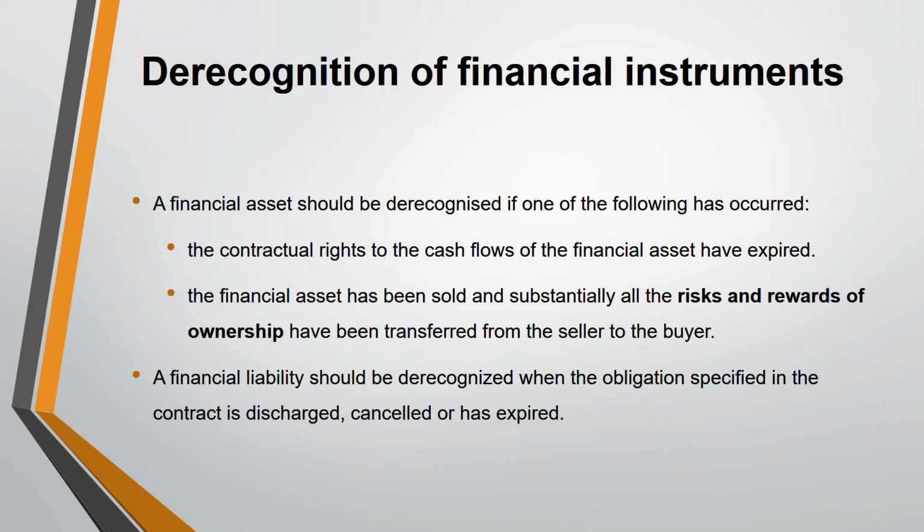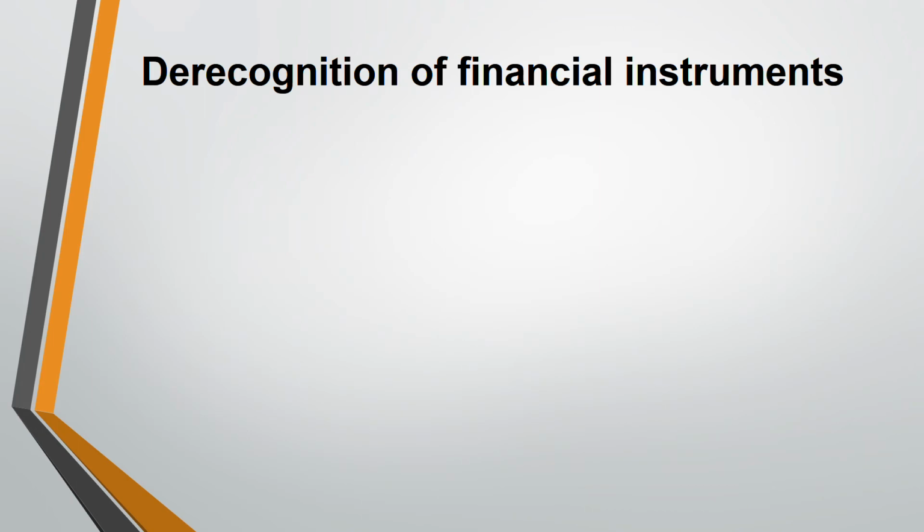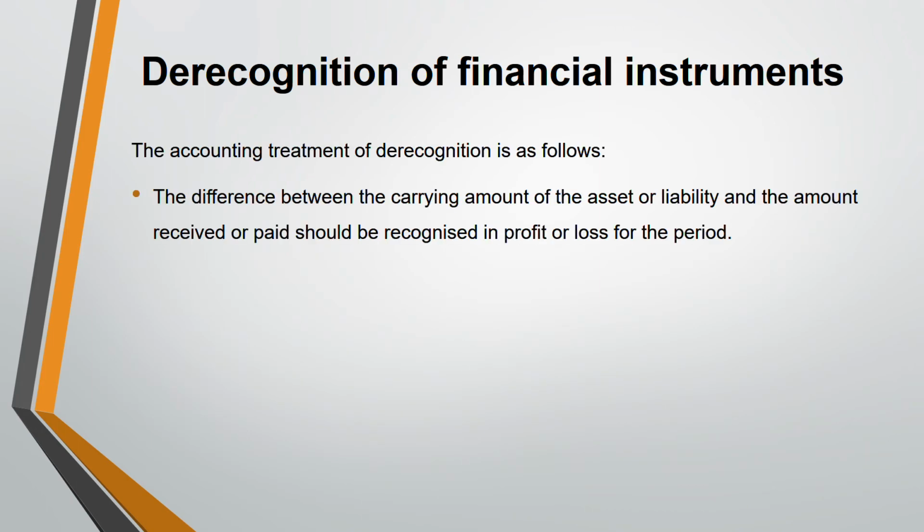Financial liabilities are derecognized if the obligation is cancelled, expired, or is discharged. Now how do you account for this derecognition? So the accounting treatment of derecognition is as follows. Number one, you first need to find the difference between the carrying amount of an asset or a liability and the amount received or paid.